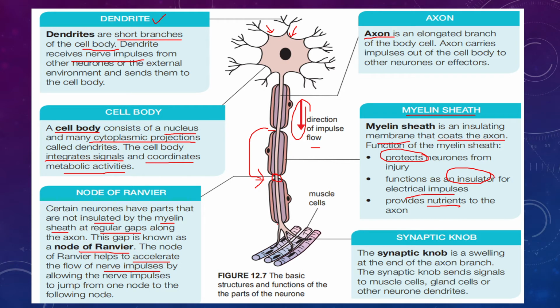Okay, so moving on, down here is this knob known as the synaptic knob, which is like a swelling at the end of the axon branch. Okay, so this is the axon branch. At the end here, there's a knob, a small swelling. This is meant to send signals to the muscle cells, the gland cells, or to the adjacent neuron dendrites. So in other words, they're like connecting it to the effector.